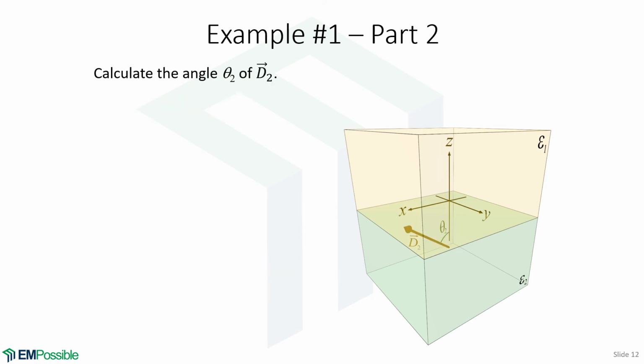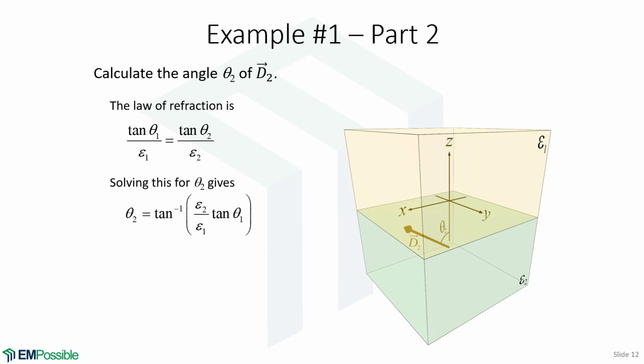Now, what about angle theta 2? That's the angle of D2 inside medium 2. We actually could go through this same procedure. However, there's an easier way. Because we have the angle of D1, we can use that law of refraction. So that's exactly what we'll do. We can solve that for theta 2 because that's what we're trying to get.